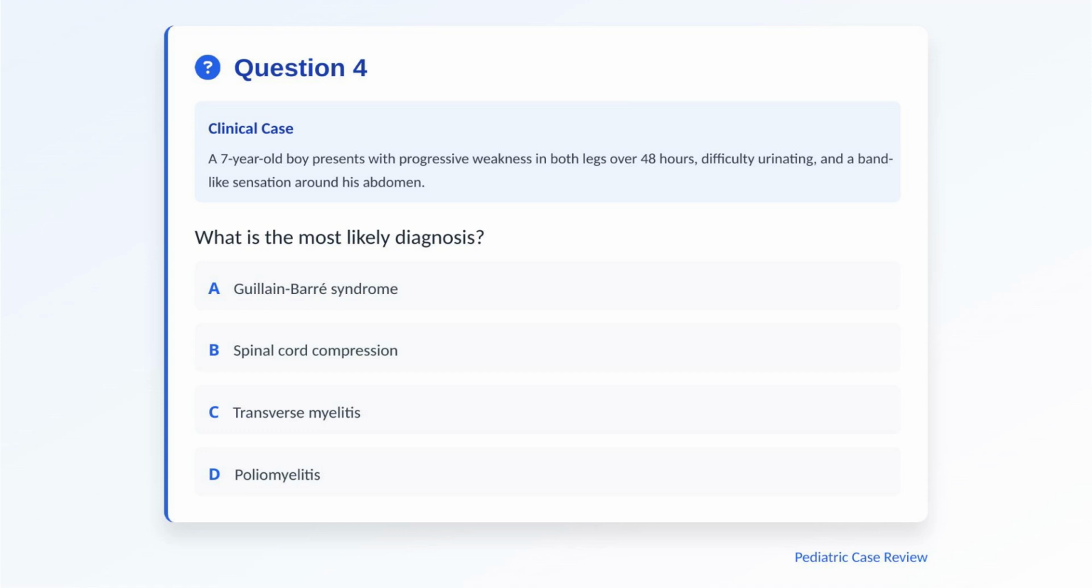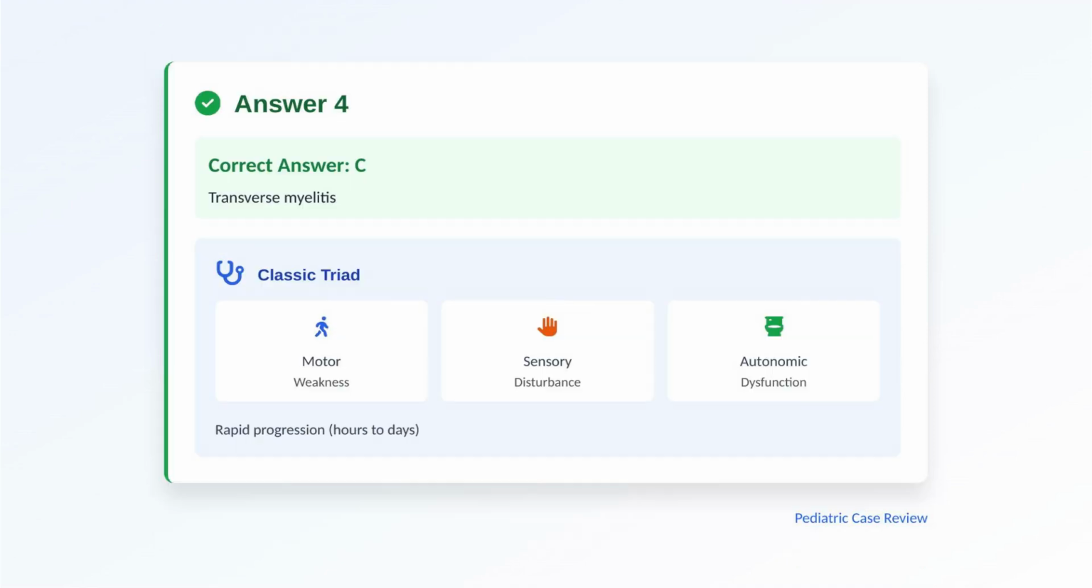Question 4 presents a clinical case. A 7-year-old boy presents with progressive weakness in both legs over 48 hours, difficulty urinating, and a band-like sensation around his abdomen. What is the most likely diagnosis? A. Guillain-Barré syndrome. B. Spinal cord compression. C. Transverse myelitis. D. Poliomyelitis. The correct answer is C.